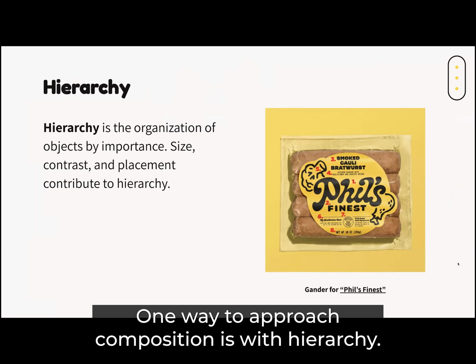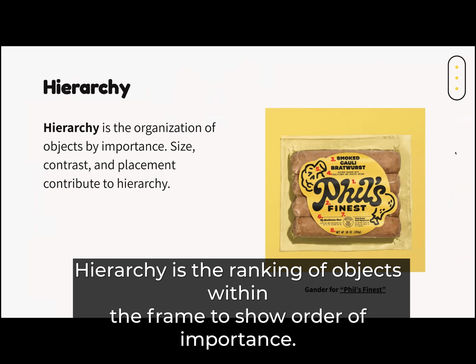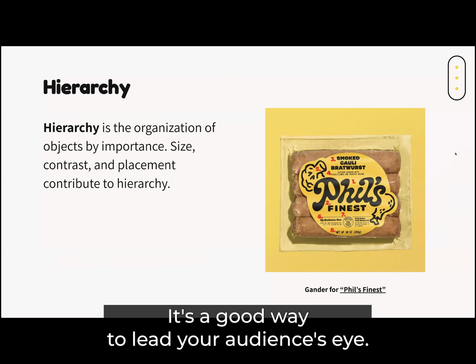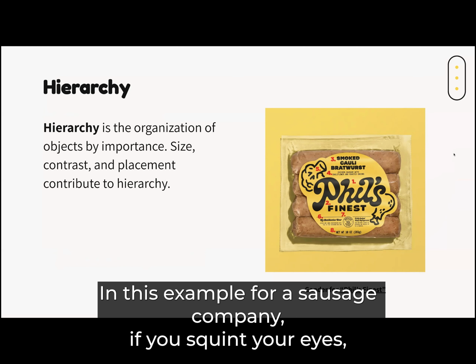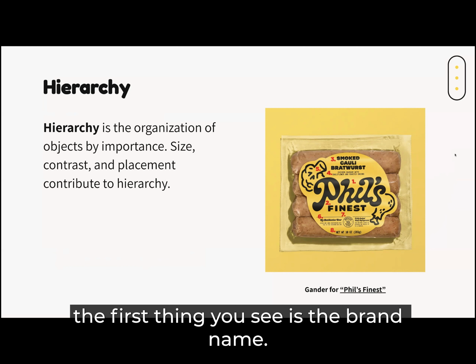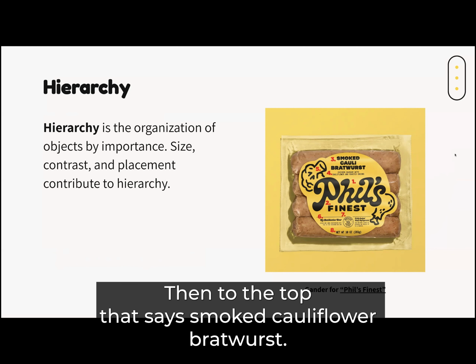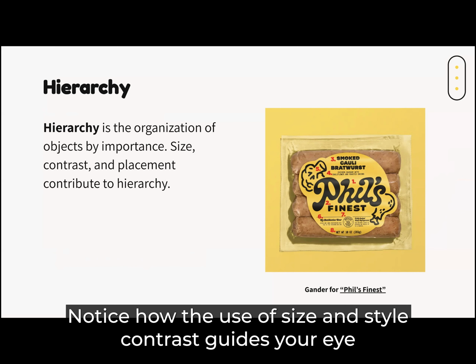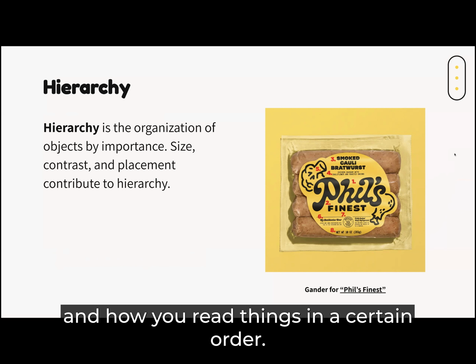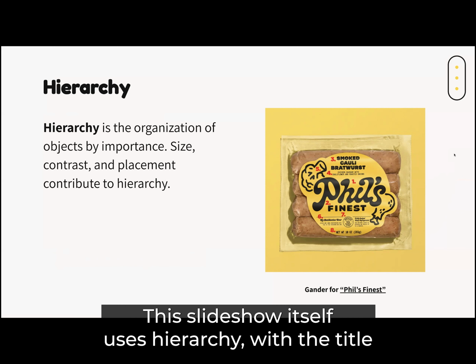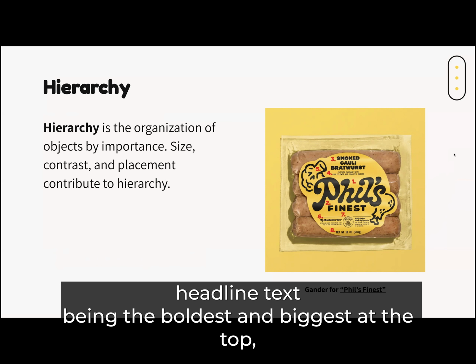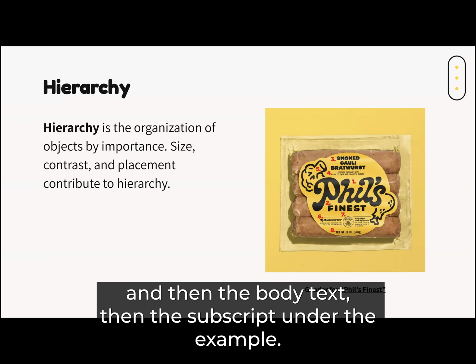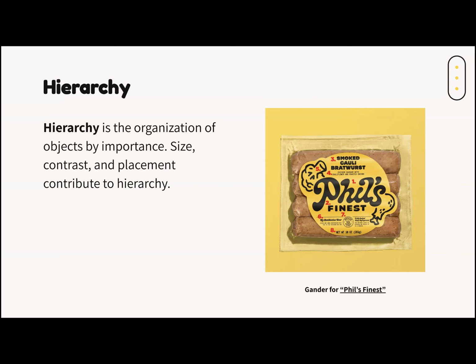One way to approach composition is with hierarchy. Hierarchy is the ranking of objects within the frame to show order of importance. It's a good way to lead your audience's eye. In this example for a sausage company, if you squint your eyes, the first thing you see is the brand name, then to the top that says smoked cauliflower bratwurst, then the illustrations, then the tinier technical text. Notice how the use of size and style contrast guides your eye and how you read things in a certain order. This slideshow itself uses hierarchy, with the title, headline text being the boldest and biggest at the top, and then the body text, then the subscript under the example.